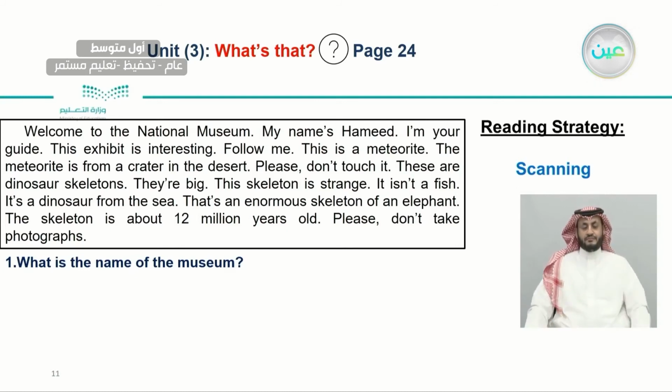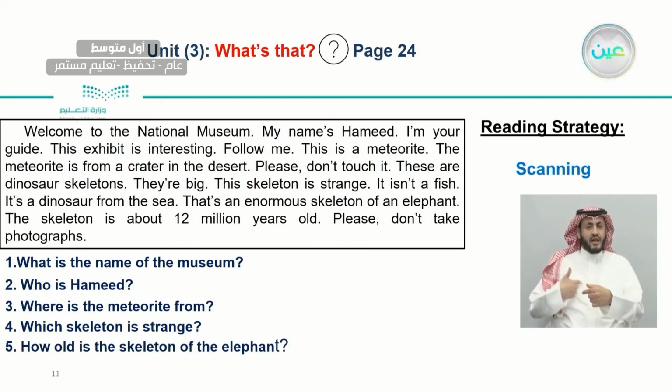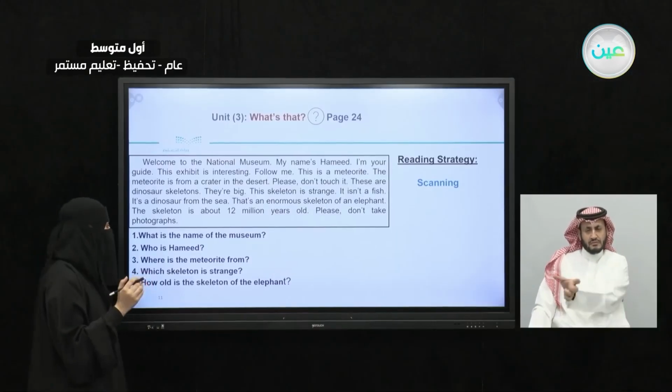There are some questions that you need to think about and find the answers in the text. Question number 1. What's the name of the museum? Probably it would be in the first sentence in the text because it's an introduction. So this is a good hint to help you. Try to find it out. If you did, please circle that in your book with a pencil, or you can write it next to the question, whatever works for you.